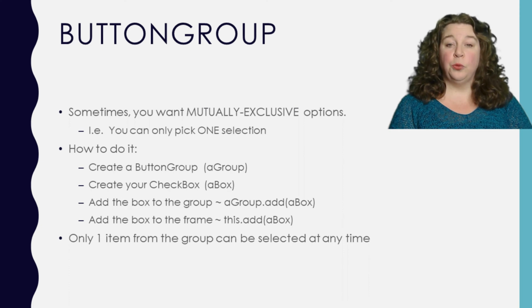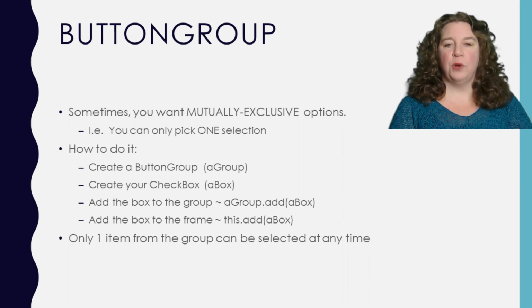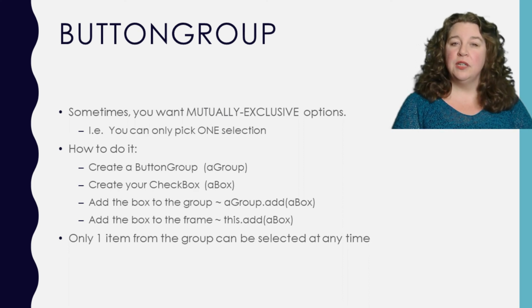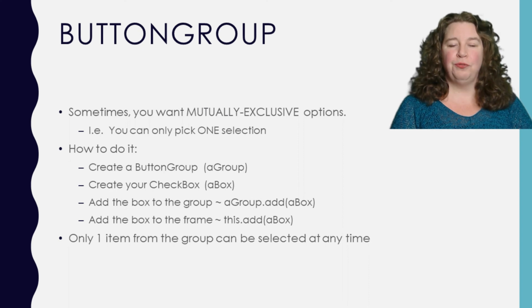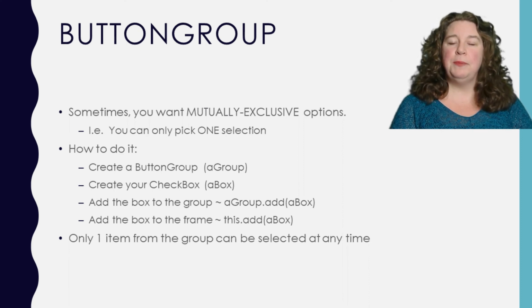So you create your button group, called a button group, say a group, create your checkboxes, A box, B box, C box, then add the box to the group, a group.add, A box, B box, C box, and then add the box to the frame. So the box itself gets added to the frame normally, like it normally would. But if you add it to the group, it now can become mutually exclusive. You don't have to add the group to the frame. That's not important. Having it inside the group so the group knows what those 3 options are will handle it alone. In this case, only one option from the group can be selected at any time because by being in that group, it does the code for you to make it mutually exclusive.